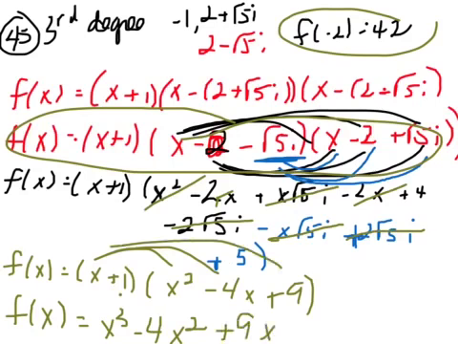Yay, 1 times anything is the same thing, so that's going to be easy. That's going to be what? 1 times x squared is x squared, 1 times negative 4x is negative 4x, and 1 times 9 is 9, okay? So if I clean this up, let's see what we would have all together.